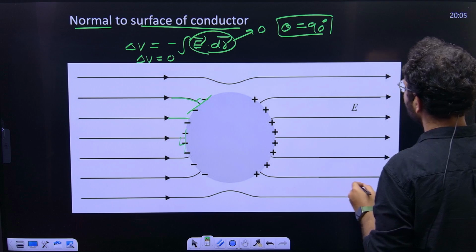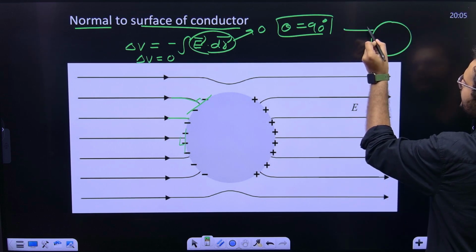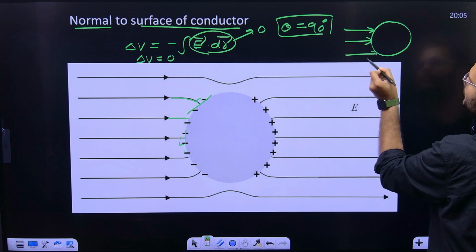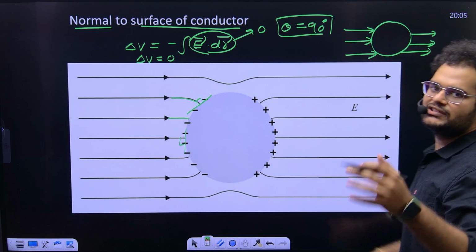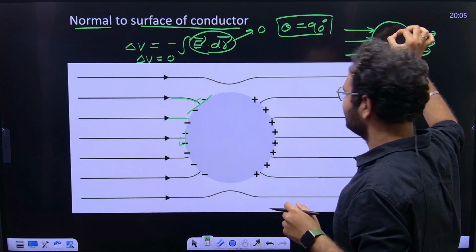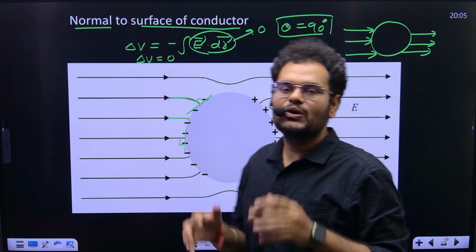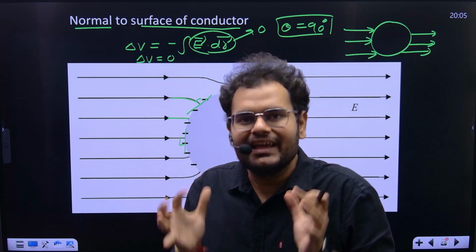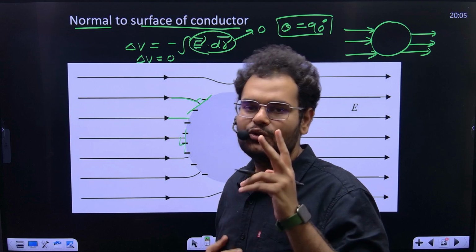Suppose in an exam, many times what they do is, this is a conductor and they draw lines like this. This is absolutely false. Why false, sir? Sir, inside the electric field is not there. Then why are you saying false? Yes, inside the electric field is not there. That way they are correct. But these lines must bend, because always remember, electric field lines are perpendicular to the surface of a conductor.